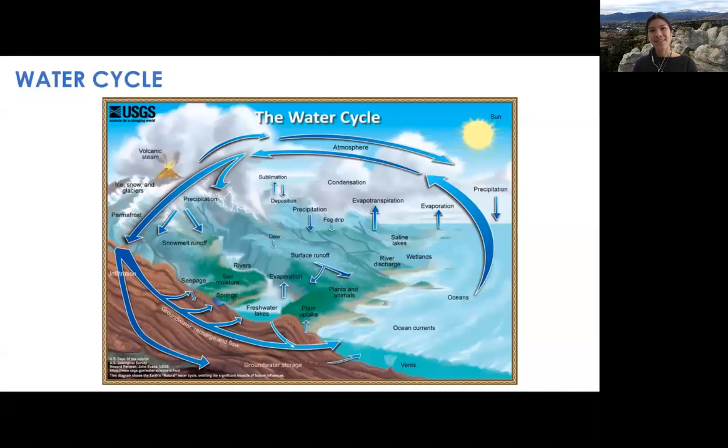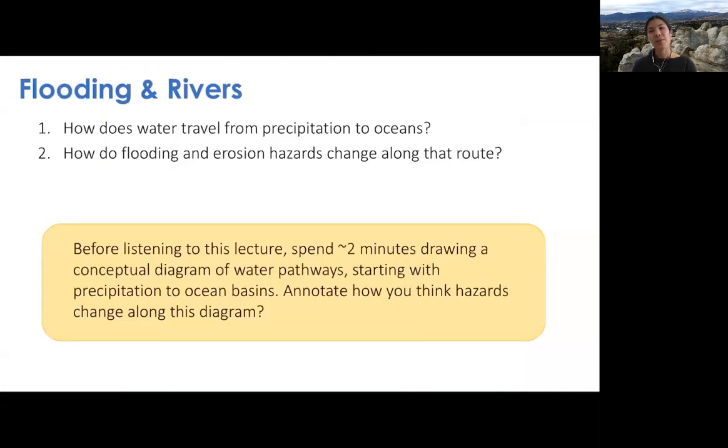All right, so this ends our trip through the water cycle. We started with precipitation in part 1, and in part 2, we thought a lot about rivers and how different properties change along rivers to lead to different erosion and flooding hazards. And then we kind of very briefly ended at deltas. So now that you've finished that, don't forget to go back to your conceptual diagram where you drew what you thought the water pathways were and annotated hazards along the pathway. And I'd like you to go back and rethink this diagram, make any adjustments you have to do, note anything that really kind of surprised you or changed in your conceptual thinking about flooding in rivers.